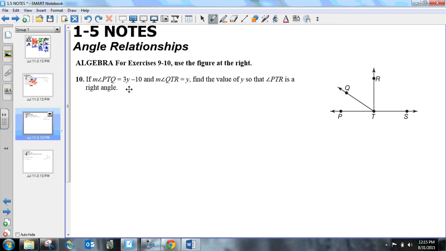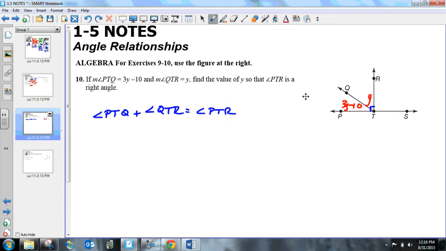Okay, right here, number 10. So we're going to use some algebra here. It says if I have the measure of angle PTQ, so PTQ is right here, this is 3y minus 10, and the measure of QTR is y. And it says find the value of y so that PTR is a right angle. So if it's a right angle, then I know that it's 90 degrees, okay? So if I took angle PTQ and added it to angle QTR, then I would get the whole thing, which is angle PTR.